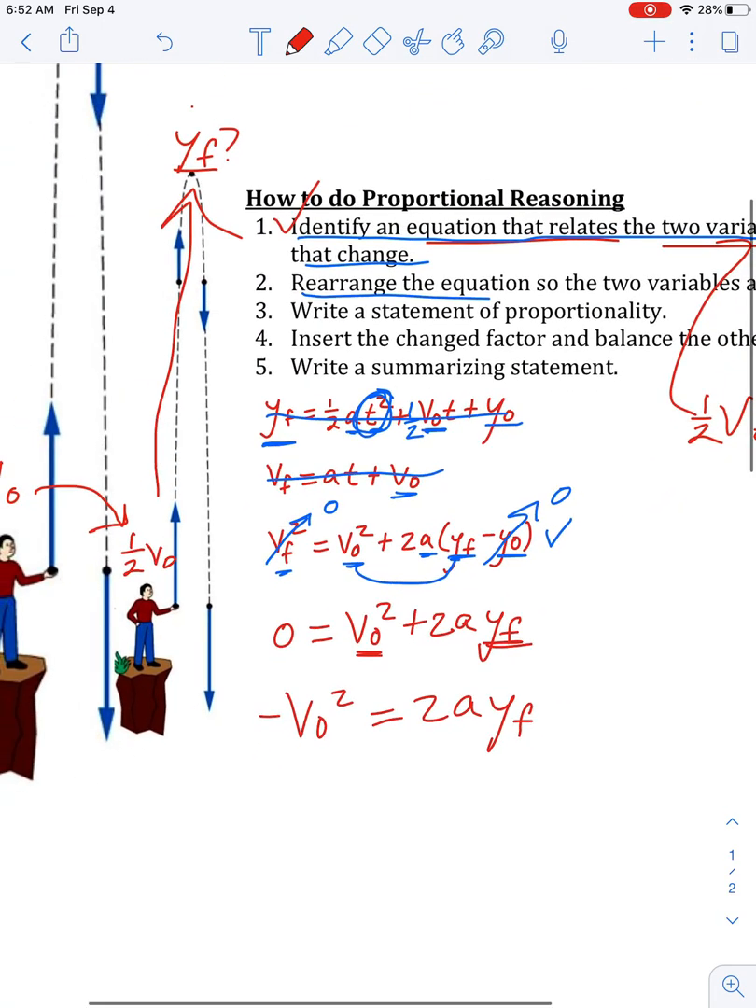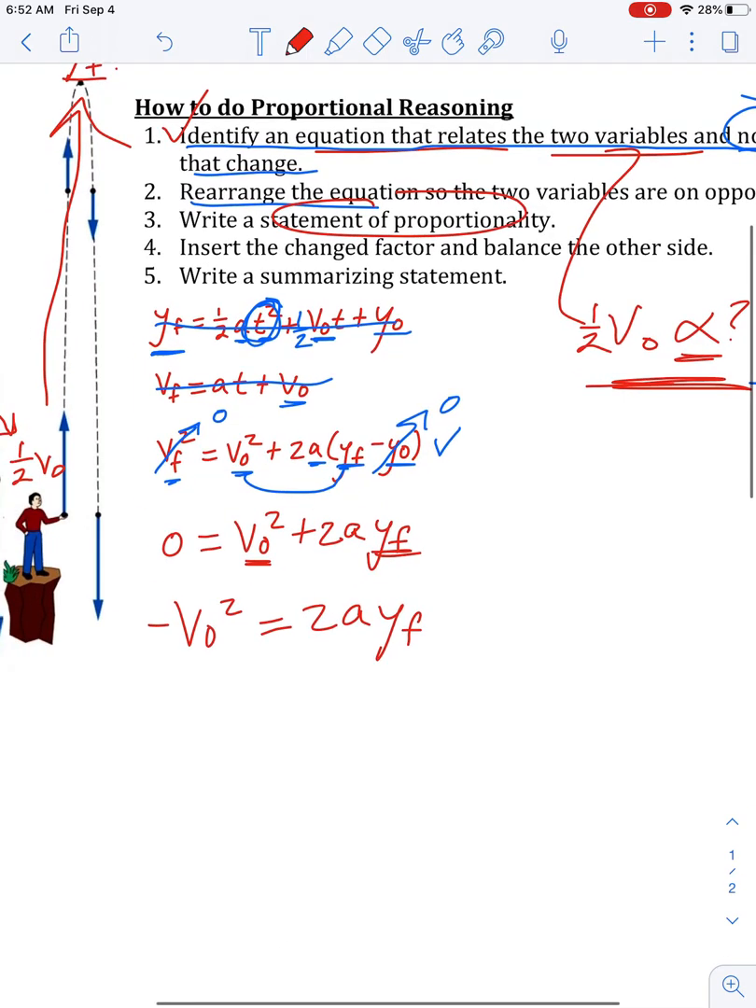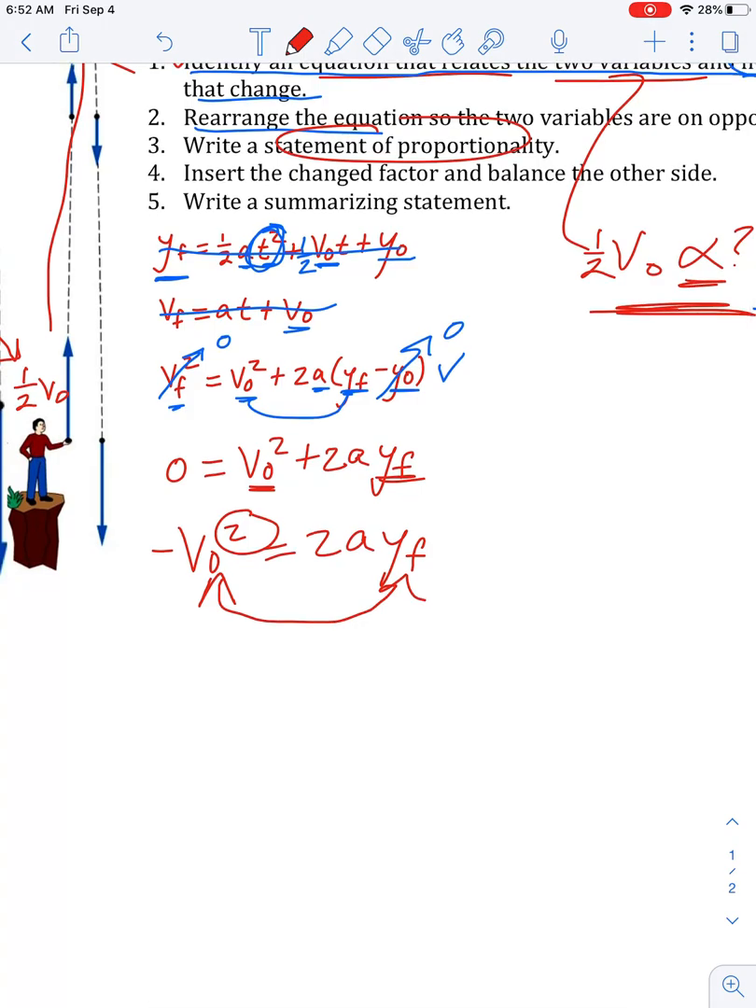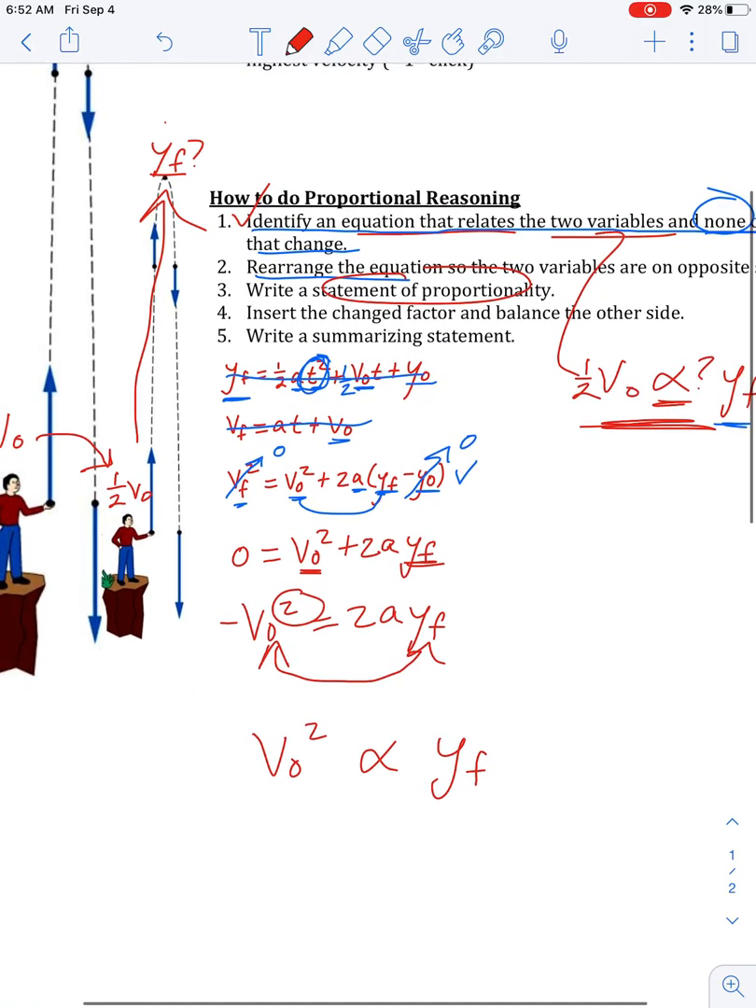Okay, now what we want to do is write a statement of proportionality. That's what I have over here with the alpha sign. What we see is that the v initial relates to the y final, or the final position in the y direction, by a squared factor. So we're going to rewrite this like so. V initial squared is proportional to y final, or the height. Okay, now we've written our statement of proportionality.